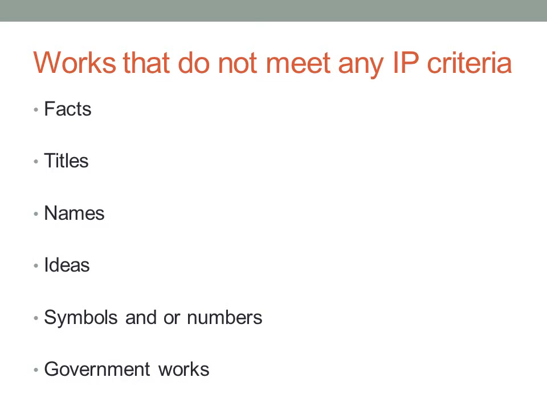Symbols, numbers, mathematical equations, anything created by the government. Everything created by the government is in the public domain. Why would you think everything that the government creates is in the public domain? Because we pay for it. Taxpayer dollars pay for it. And you see those photos from NASA all over science books and websites. It's in the public domain.